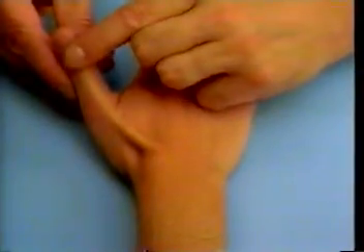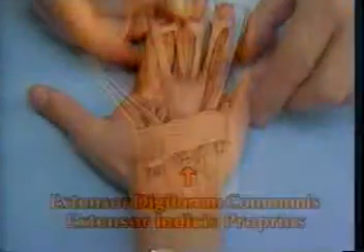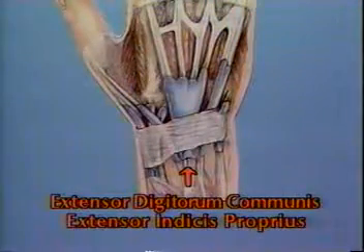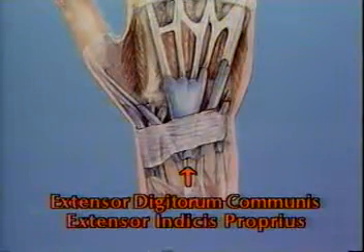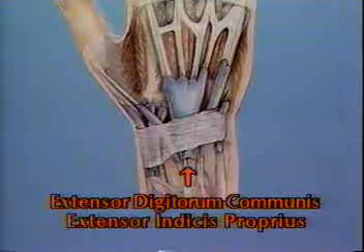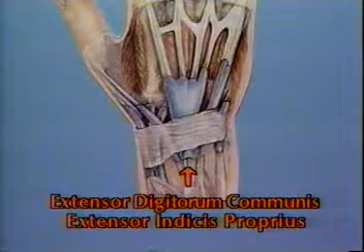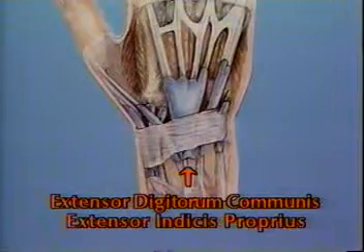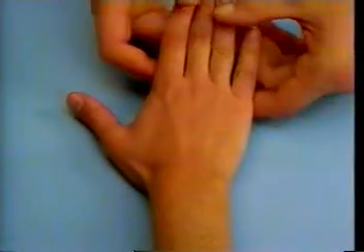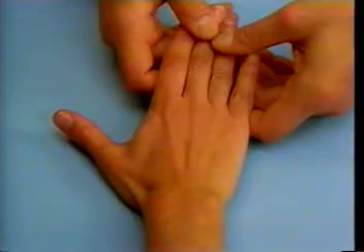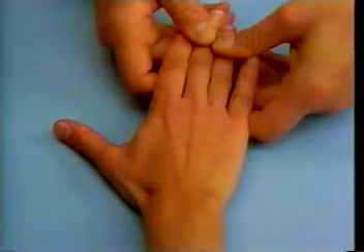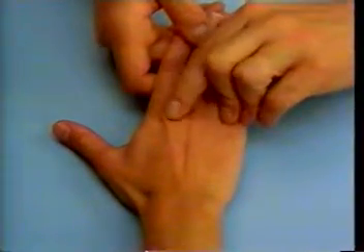The fourth compartment is located just ulnar to the third compartment and contains the tendons of the extensor digitorum communis and the extensor indicis proprius. The tendons can be highlighted on the dorsal aspect of the hand by asking the patient to extend the fingers, and then they can be followed up into the hand and wrist region.